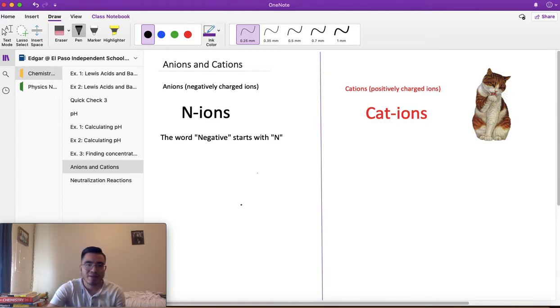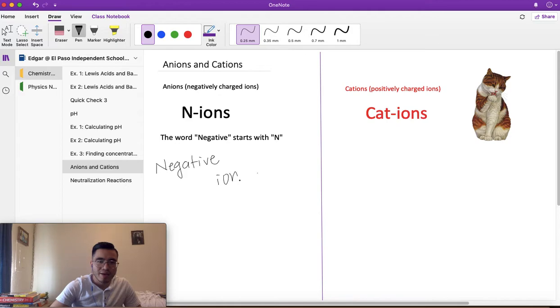Anions are negatively charged ions, and the way I learned it is by writing the word "N-ion", because the word negative starts with an N, so let me write it. Negative ion. So an anion is a negative ion, and it sounds similar, anion, anion. So there you go, pretty simple.